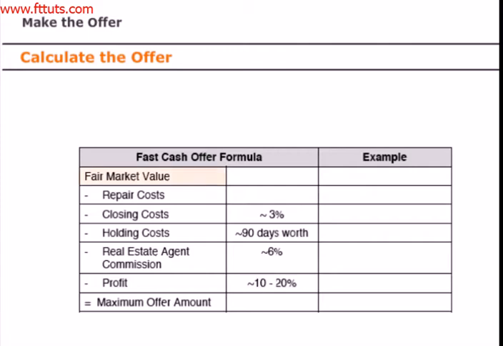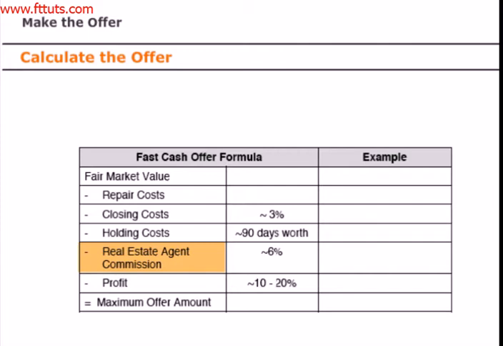You start with the property's fair market value and subtract the expected costs. This includes your total estimate of repairs, closing costs, which are generally around 3% of the sale price, and holding costs for 90 days. You should also include the real estate agent's commission. It will cover your cost to hire one if you need to when you sell. If not, it is extra profit.